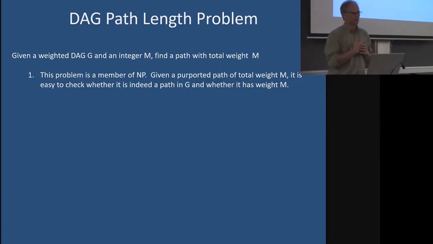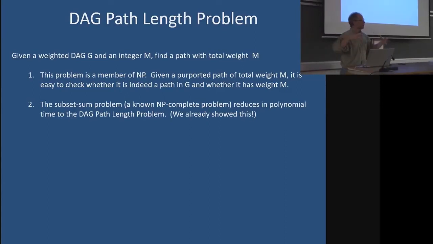So it's easy to argue that this problem up here, this DAG pathing problem, is a member of NP. Now, the second step is, we've got to reduce a known NP-complete problem to it. The subset sum problem is a known NP-complete problem. And we already showed how to do such a reduction. The fact that the subset sum problem is NP-complete, and the fact that we have previously shown how to reduce the subset sum problem to this DAG problem, proves that the DAG problem is NP-complete. Okay?